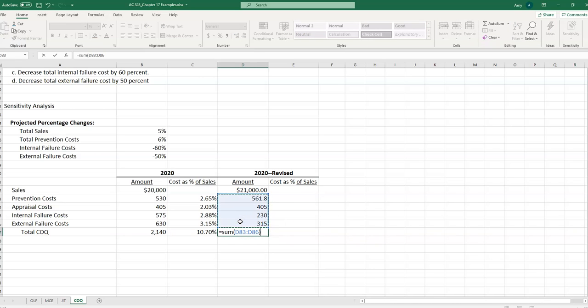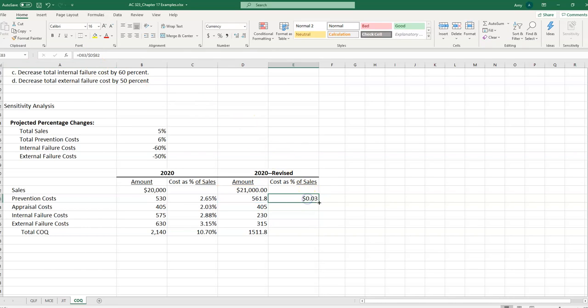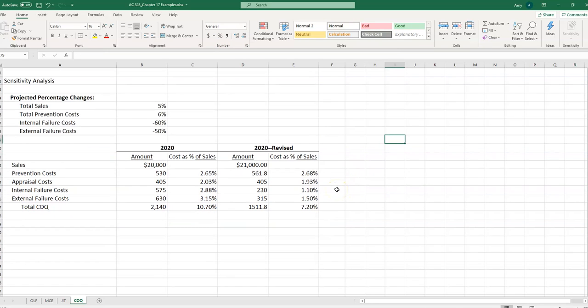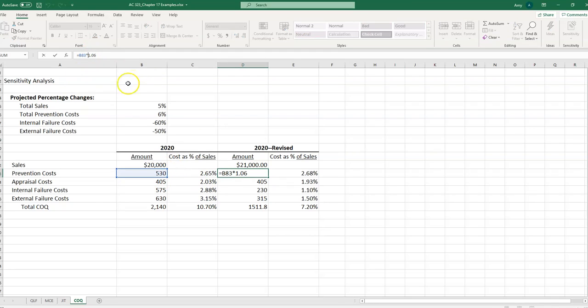So what would that be as a result for all of our costs? As a percentage of sales, we see that with another increase in our prevention costs, we could further reduce our other costs and bring our total cost of quality down from 10.7% to 7.2%.